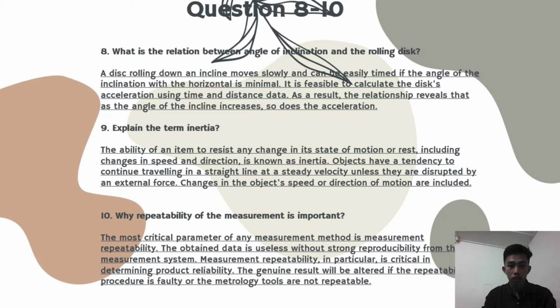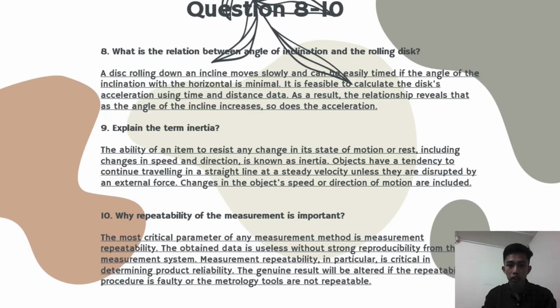Question 8 is, what is the relation between the angle of inclination and the rolling disc? A disc rolled down an incline moves slowly and can be easily timed if the angle of the inclination with the horizontal is minimal. It is feasible to calculate the disc acceleration using time and distance data. As a result, the relation is that as the angle of incline increases, so does the acceleration.